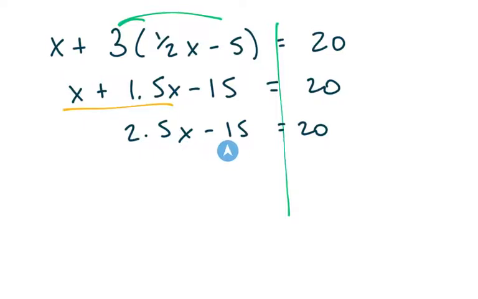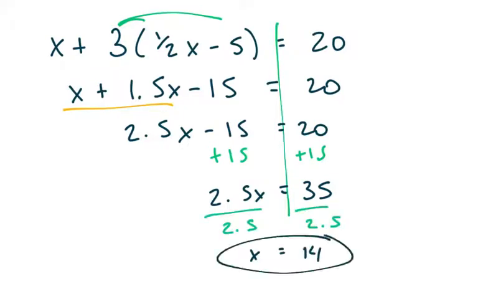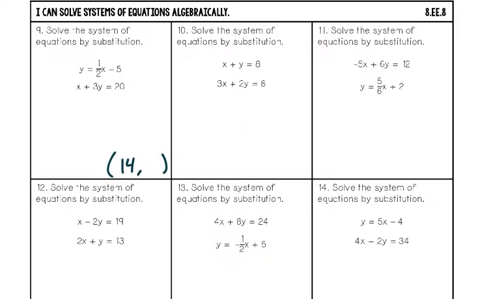I'm going to do that by using inverse operations. So I need to get rid of this minus 15. That means I need to add 15 to both sides. That leaves me with a 2.5x on the left and a 35 on the right. I divide to solve for x, and that gives me a solution of x equals 14. So I have my missing x value, but I need to find my missing y value. Remember, a solution to a system of equations is going to have an x and a y value.